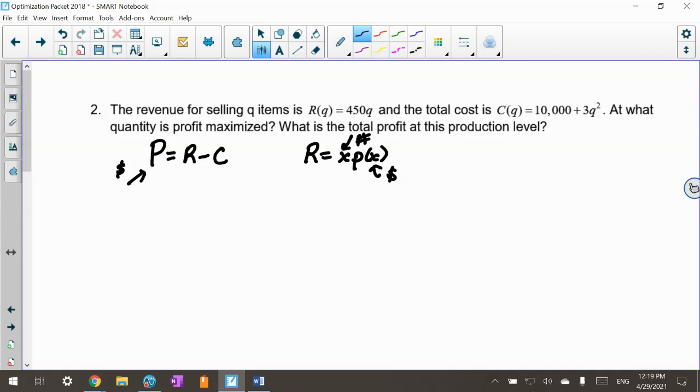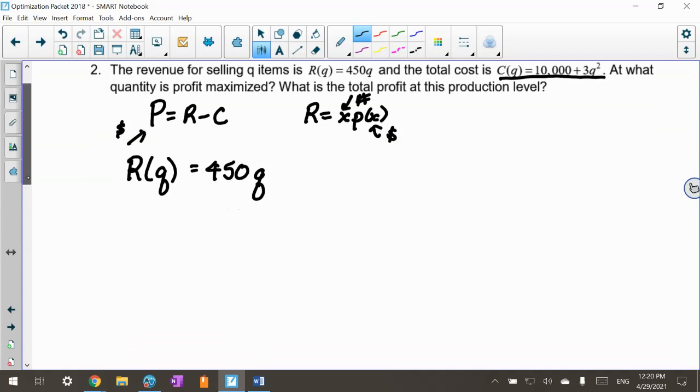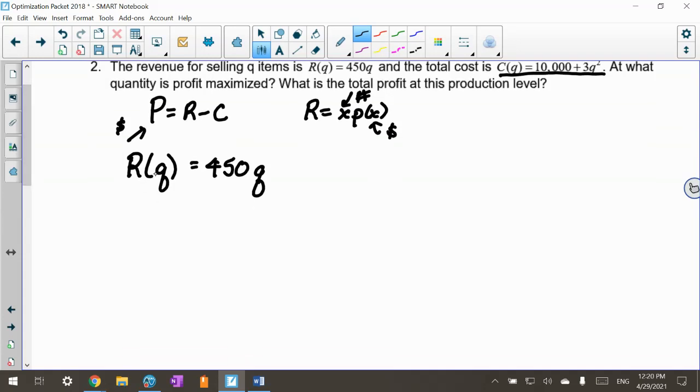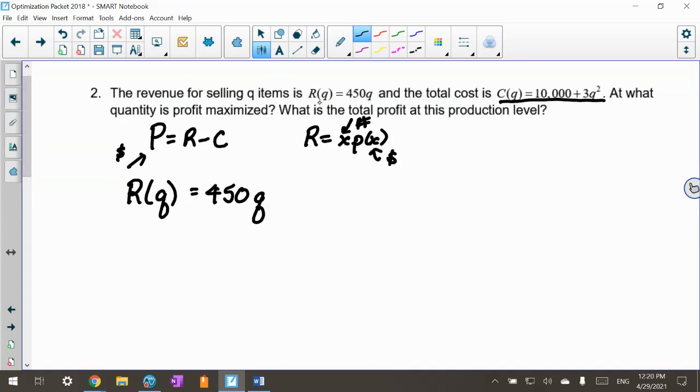Sometimes you'll see them using Qs. If they say the revenue of Q items, where Q is our items, is 450Q, that means we're selling each of these items for $450. And then we have our cost equation here as well. First of all, they want to know about maximized profit. Well, profit is revenue minus cost. They gave us the revenue, they gave us the cost, so now all we have to do is subtract.